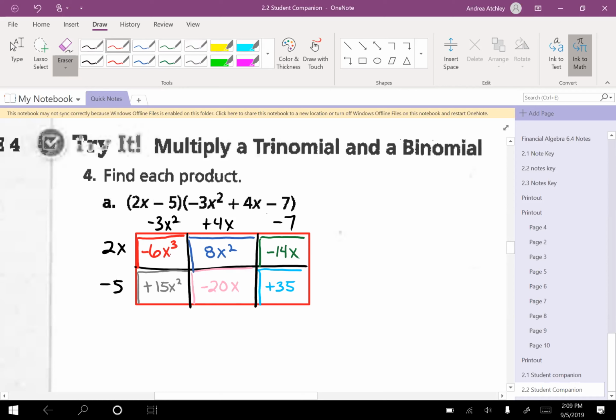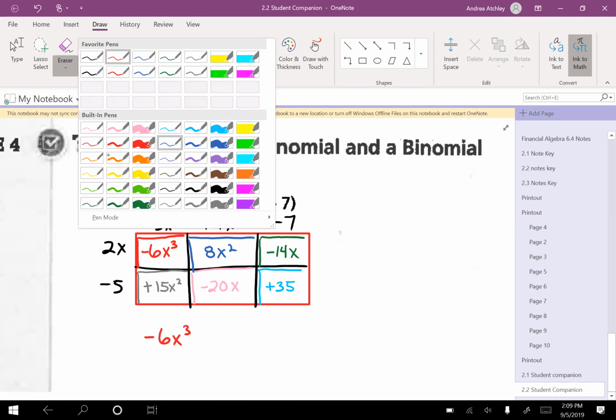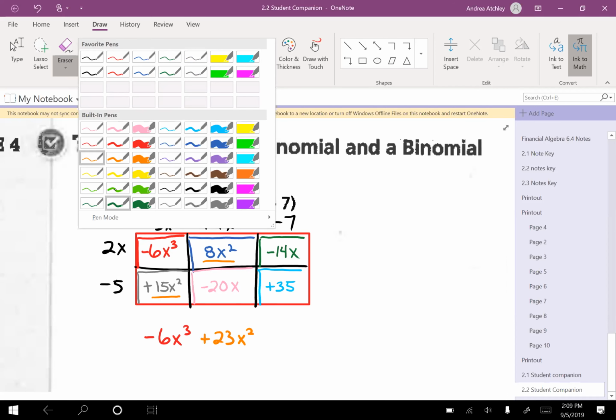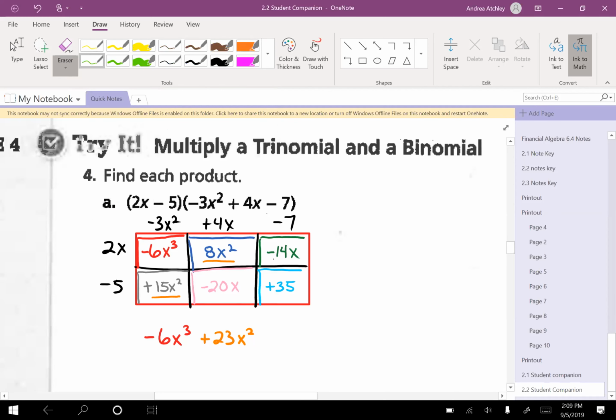Negative 6x cubed doesn't have any like terms, so we just leave it. My next biggest degree is the 8x squared and the 15x squared. Okay, they're the same sign, so I'm going to add and get plus 23x squared. Then the next one is negative 14x and negative 20x. There are two x's, so I combine those. Good, they're the same sign, so I'm going to add and get negative 34x.